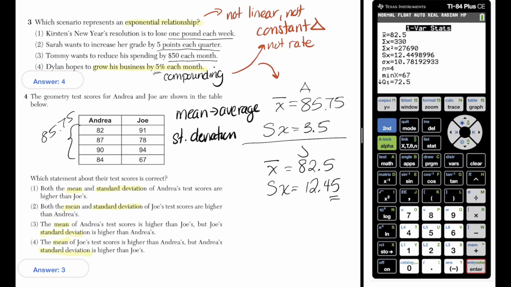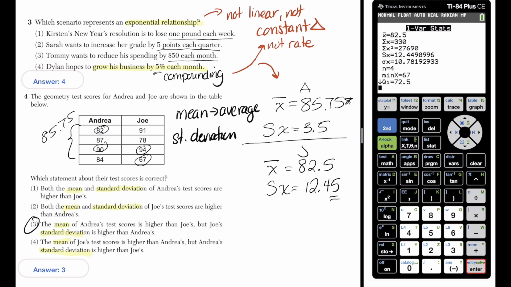And that kind of makes sense, because we can see here they go as high as 90, actually as high as 94, and as low as 67. So they're way more spread out than Andrea's scores, which are very tight and close together. Her highest score is a 90 and her lowest score is an 82, and those are much closer to the average of 85. So this is why 3 is the best answer.